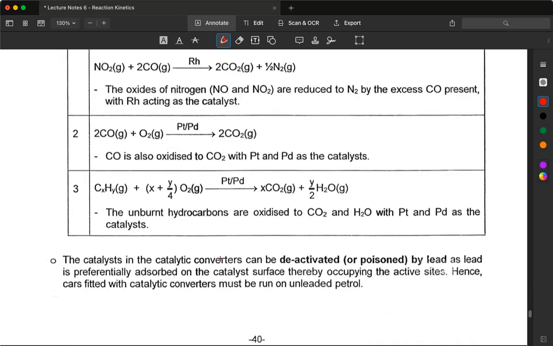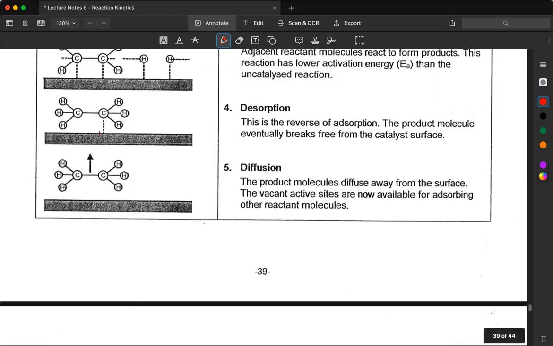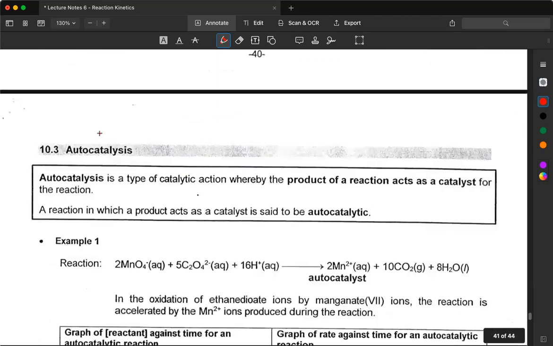However, if there is lead, it will poison or deactivate the catalyst, make it less effective, because the lead will occupy the active site. So when the active site is occupied, the molecules cannot be adsorbed successfully.